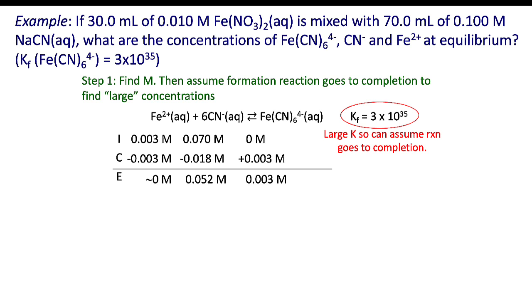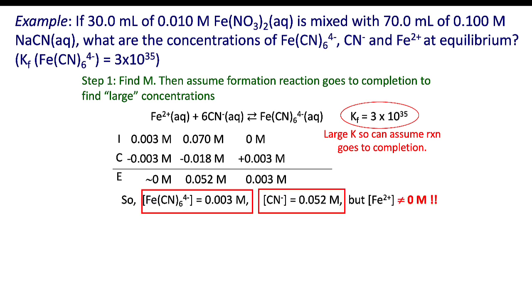We start with 0.003 molar iron 2 plus. We start with 0.070 molar cyanate and none of the complex ion. They will shift to the right as far as they can, consuming all of the iron and leaving pretty much no iron and then the other following concentrations. And we pretty much have the concentrations for the remaining cyanate and the amount of the iron complex that's formed.